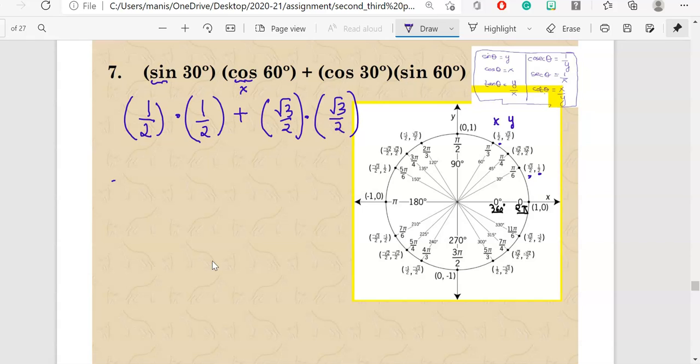Now after this, I just have to simplify this. 1 times 1 gives me 1. 2 times 2 gives me 4. Radical 3 times radical 3 gives me 3. 2 times 2 gives me 4. Now if you are adding this, I usually ask: quarter plus 75 cents is equal to what? $1. That's your answer for this problem.